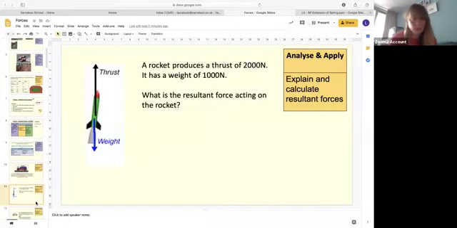Here we've got very simple calculations. If a rocket produces a thrust going forward of 2,000 but its weight itself is 1,000, what is the resultant force? I've got 2,000 here, 1,000 here, so it's going to go up by 1,000 newtons.